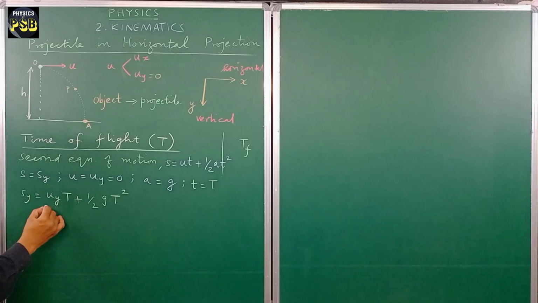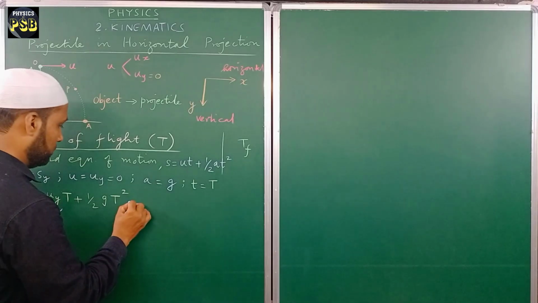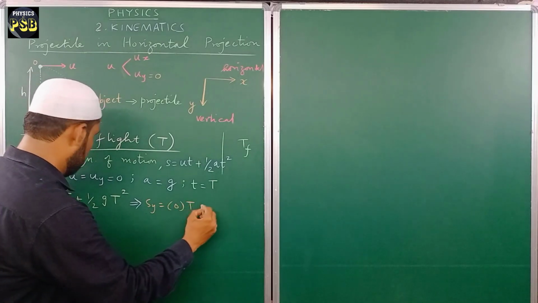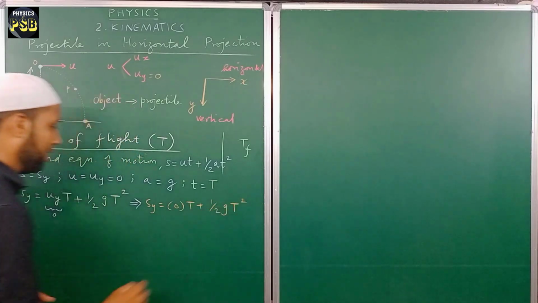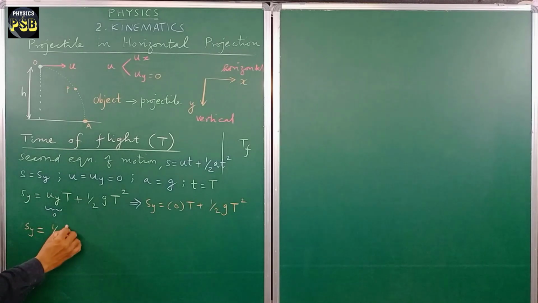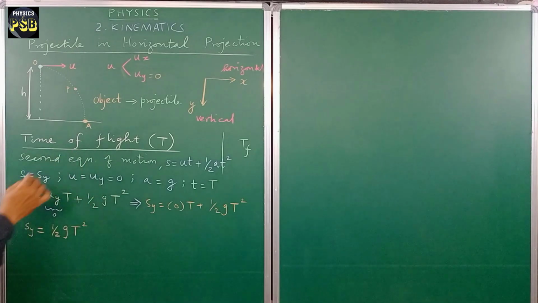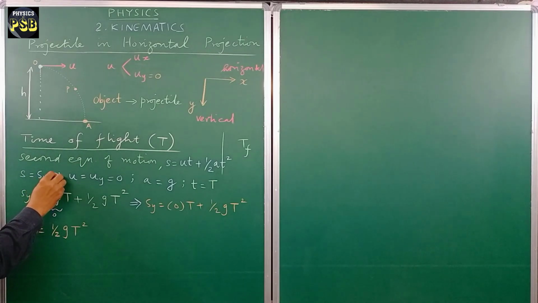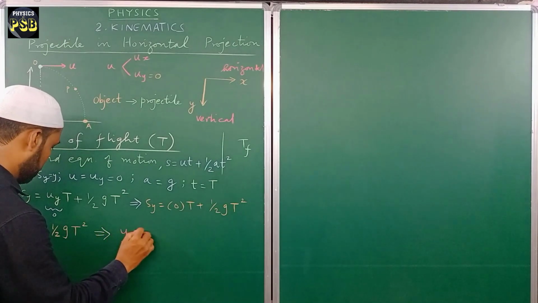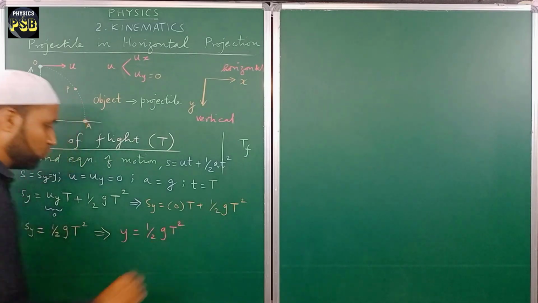And here uy is nothing but 0. So this term becomes 0 plus half gT square. What we obtain is Sy equals half gT square. Now I'll do one more modification to this. In the place of Sy, I'm going to write y. Then I'll get this equation: y is equal to half gT square.